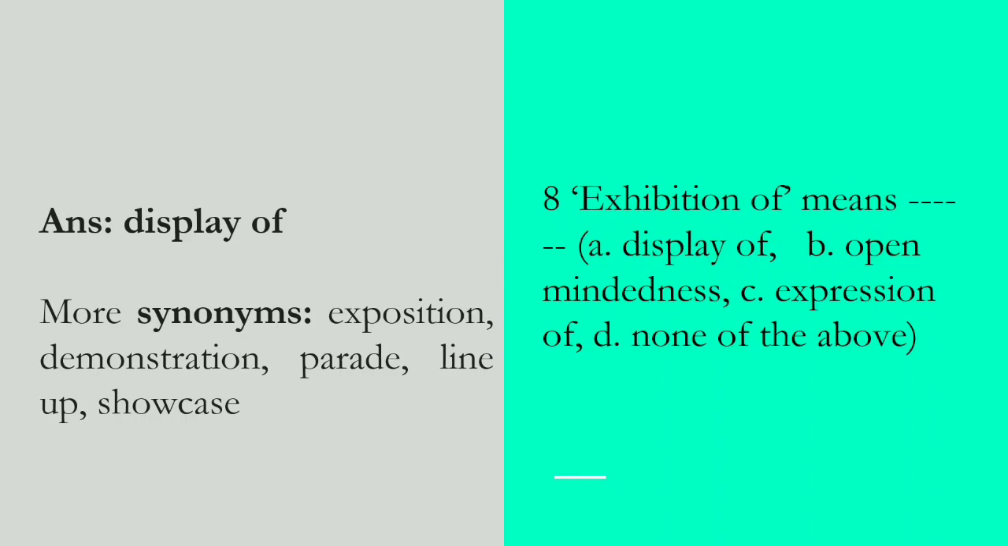Now coming to the 8th question, exhibition of means: display of, open-mindedness, expression of, or none of the above. That too comes in the middle of the second paragraph. In the line, "he realized the potential for recovery then and there, and in the exhibition of practical economics." So that means display of. Nearest meaning is display of. Nothing else will suit there. More synonyms can be exposition, demonstration, parade, lineup, showcase, etc.